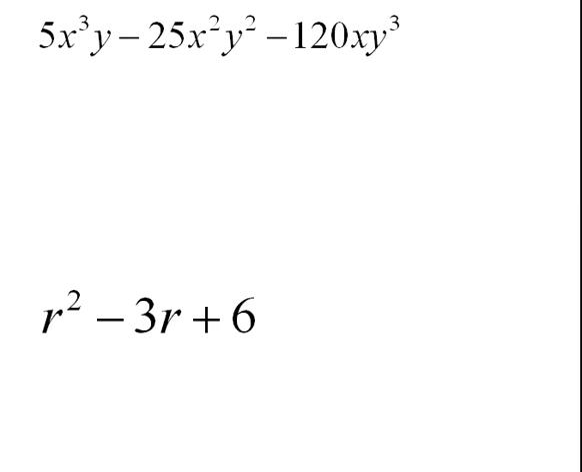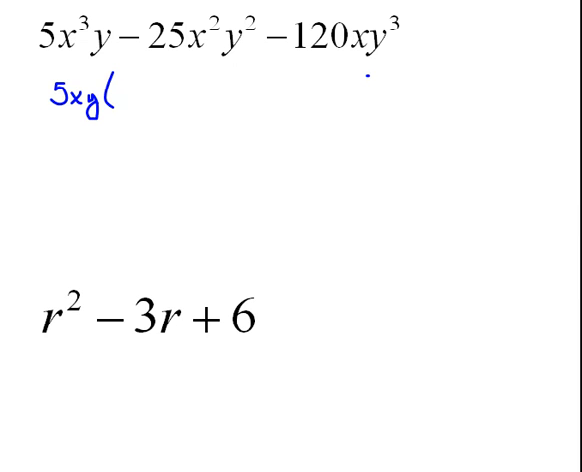Alright, this next one I want to factor because it looks really scary to begin with. We have 5x cubed y minus 25x squared y squared minus 120xy cubed. First rule of factoring, GCF always. So we see that in each one of these terms that they have a common 5. They also all have x's in them. They also all have y's in them. So our GCF here is 5xy.